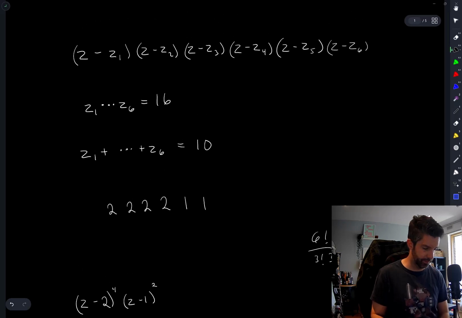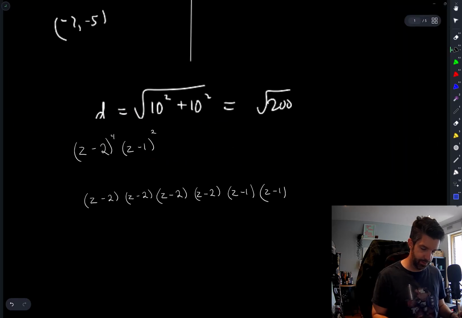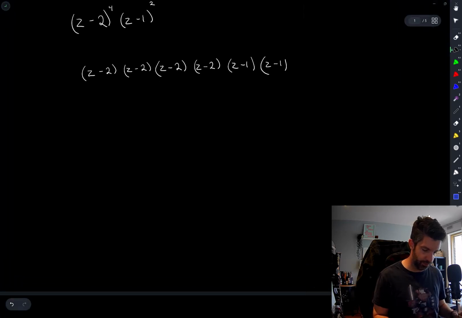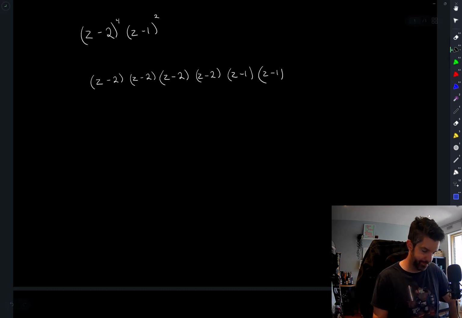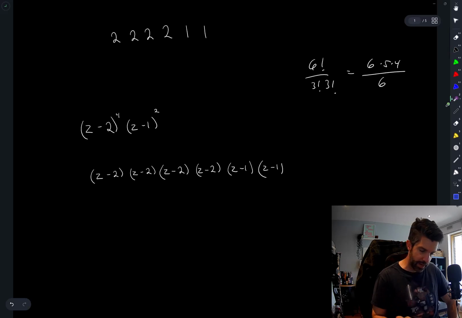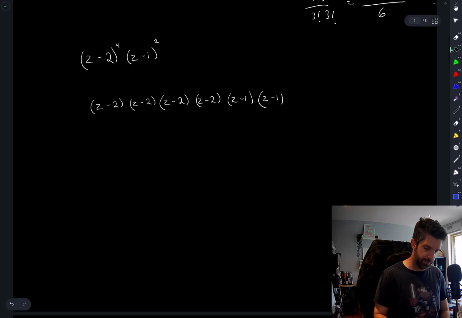I mean, I could think about a general way of doing this, which would take some time, or I could just go through all 20 combinations. Or I could figure out how many combinations contain exactly one of these, how many combinations contain two of these, and figure it out like that, perhaps. Okay. So there's 20 combinations.